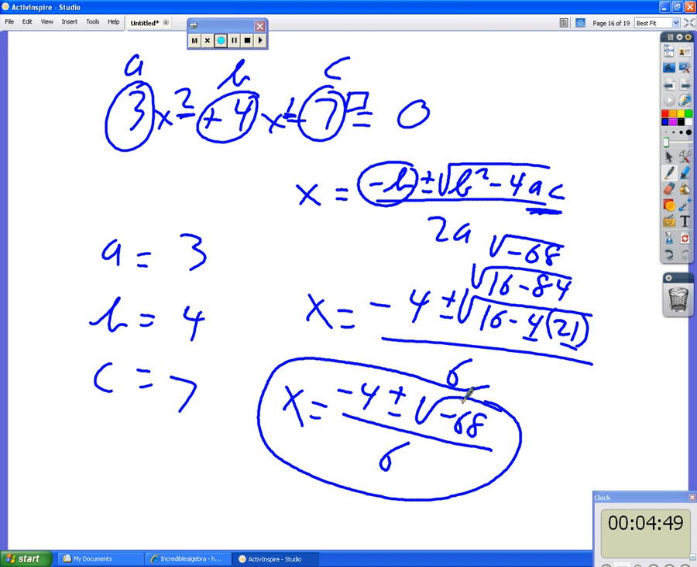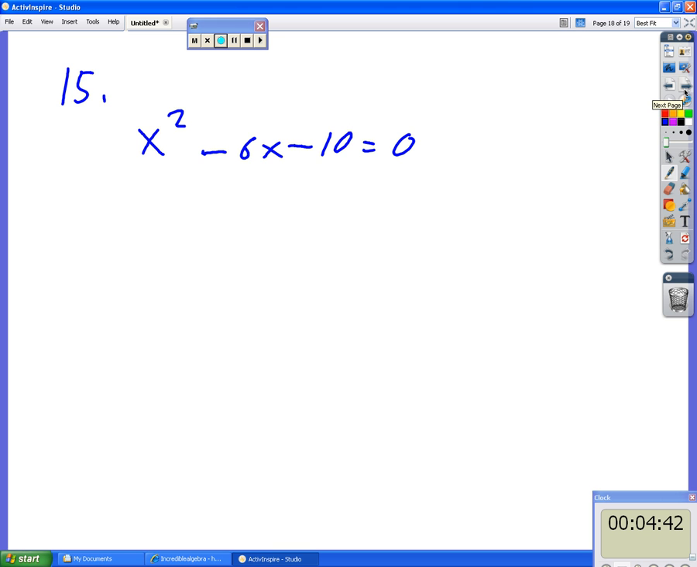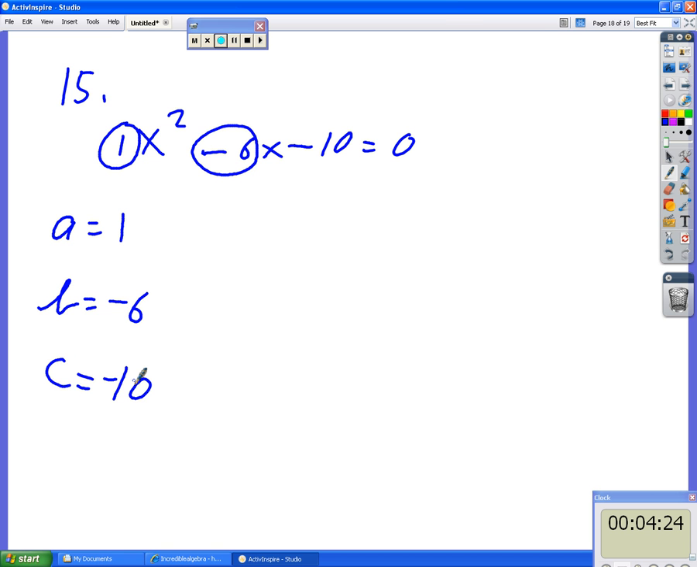Again, here's your quadratic equation. We're down to about 4 minutes. Let's go to the last two problems. Here's 15. What's a? A is 1. What is b? Well, b is the number in front of x. A is the number in front of x squared, b is in front of x. So b is negative 6. Don't forget the signs. And c is negative 10.